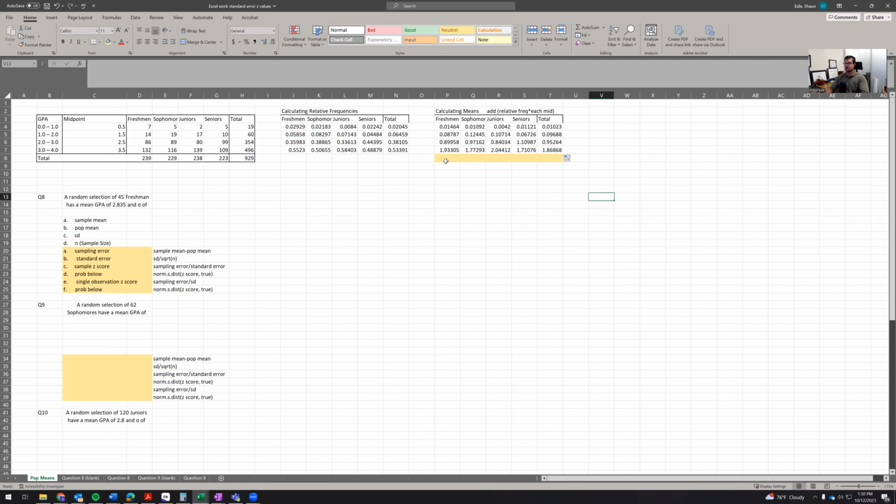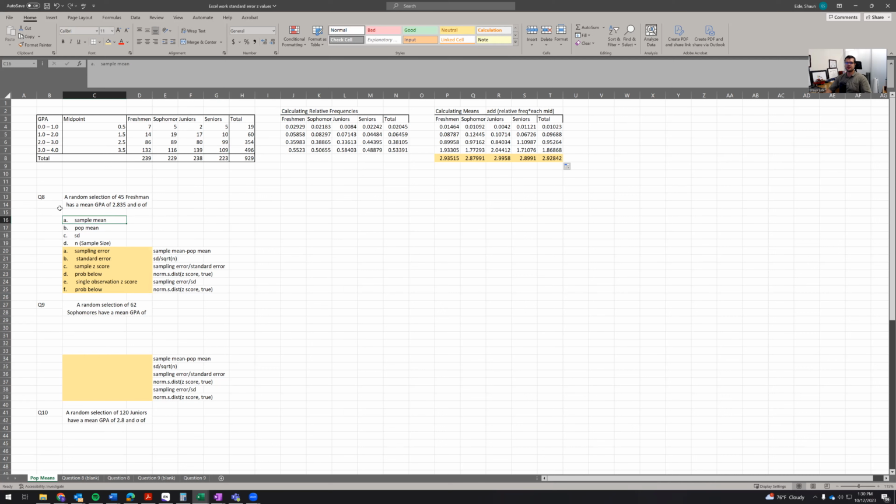So equals sum, because we've got to add these all together, and then you can drag it over. And so we've got the means as well. So that's how we do it, much quicker than what I showed you in the Word worksheet. You can do it longhand. It's certainly accurate, but this is just much quicker.